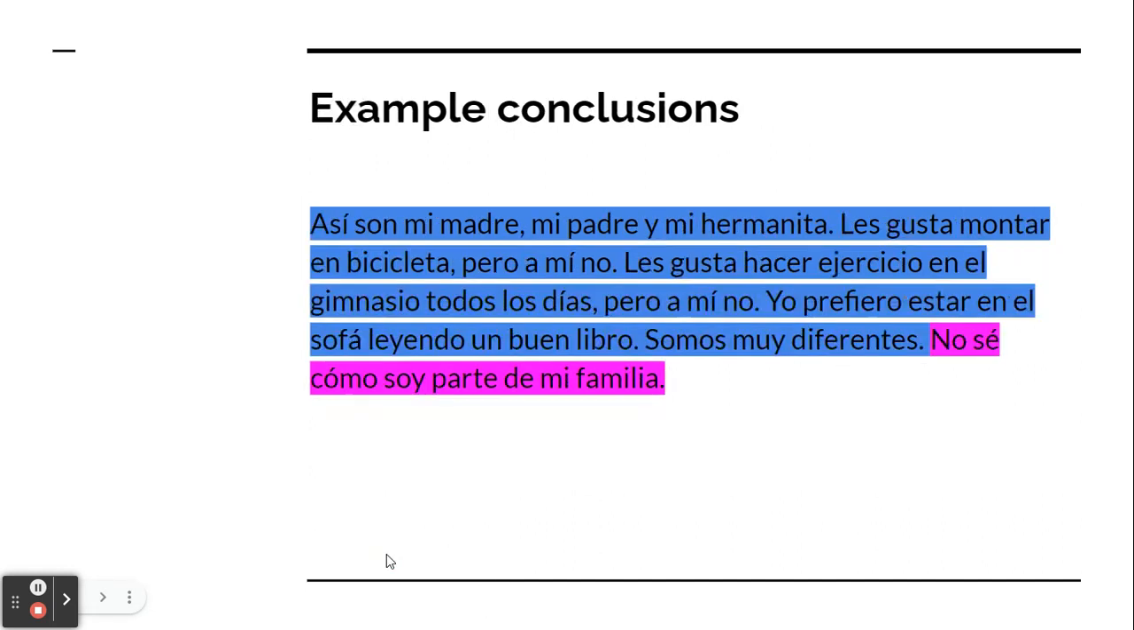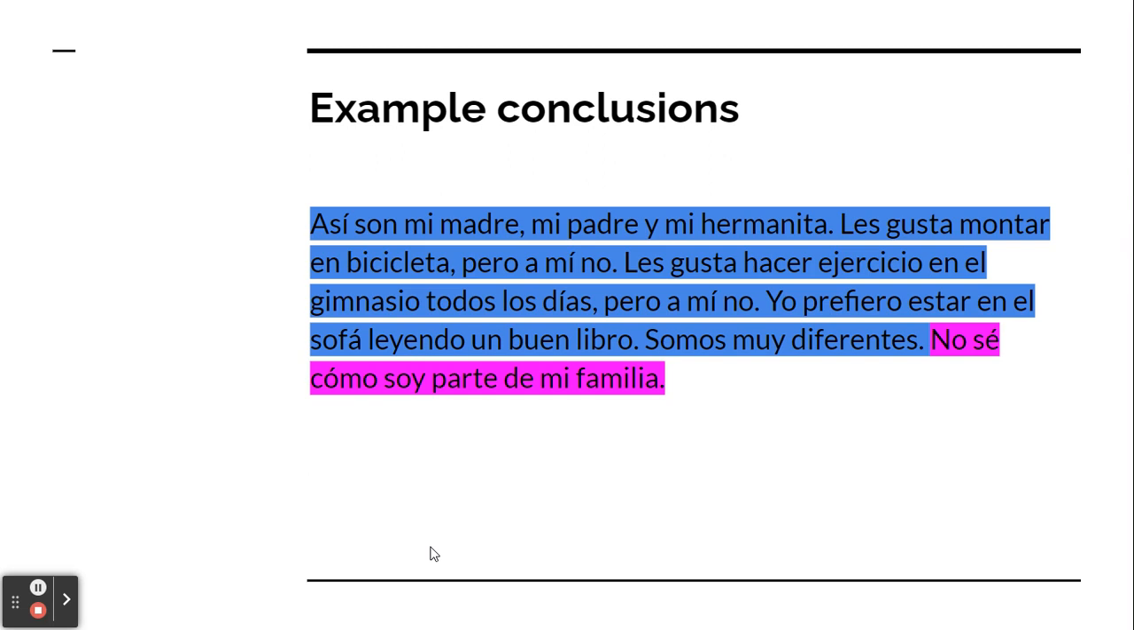In the next couple of slides, we've got some example conclusions. Again, you are to the point in your learning of Spanish that you can form your own sentences in creative ways, but these are just two examples that you might pause on to get some ideas down. Así son mi madre, mi padre y mi hermanita. Les gusta mucho montar en bicicleta, pero a mí no. Les gusta hacer ejercicio en el gimnasio todos los días, pero a mí no. Yo prefiero estar en el sofá leyendo un buen libro. Somos muy diferentes. No sé cómo soy parte de mi familia.